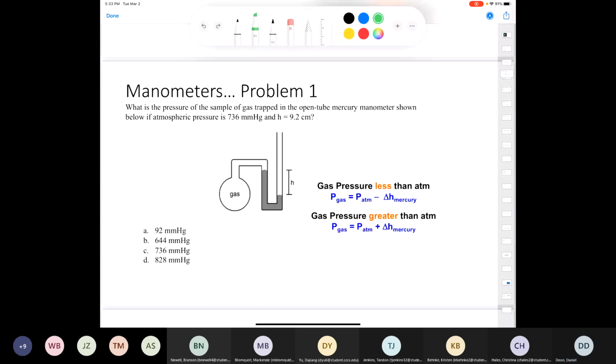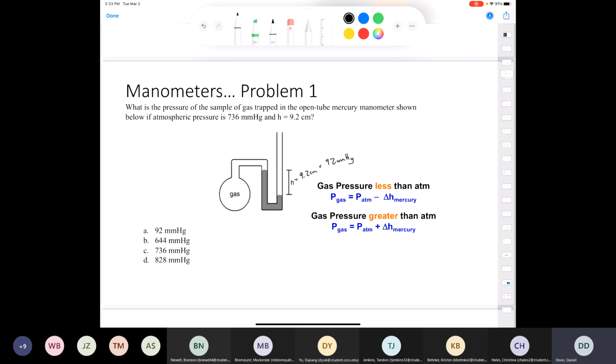It says, what is the pressure of the sample of gas trapped in an open tube mercury manometer shown below if atmospheric pressure is 736 millimeters of mercury and the height of the column of mercury here is equal to 9.2 centimeters, which is the same thing as 92 millimeters of mercury.